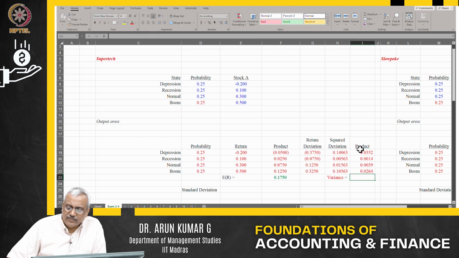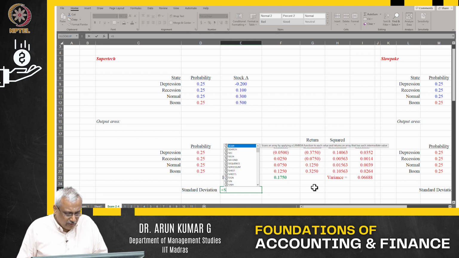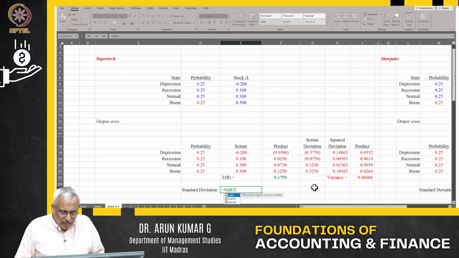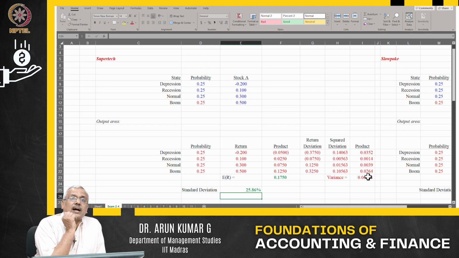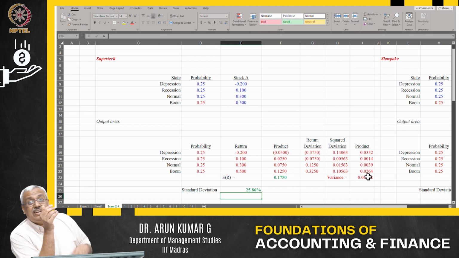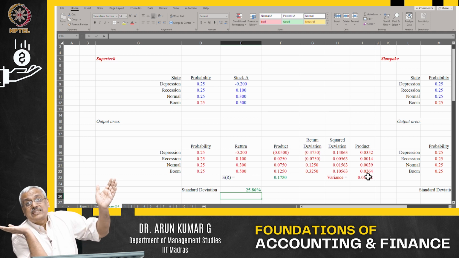What is the variance? Variance is nothing but the summation of all these products with the probabilities. Then what is the standard deviation? The square root, SQRT, of the variance is what we call the standard deviation, and that is where it is: 25.86% is the deviation from the mean. The deviation from the mean is large.